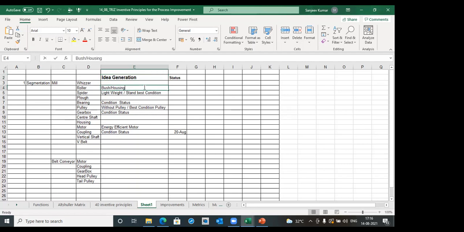A roller is basically mild steel, but we have two types of roller. In one roller there is a bush, and in another there is a bearing. So which one is better? There is also a housing. If we replace the housing with a lightweight material, it will reduce the overall load on the motor, because this housing is very heavy, made of mild steel.